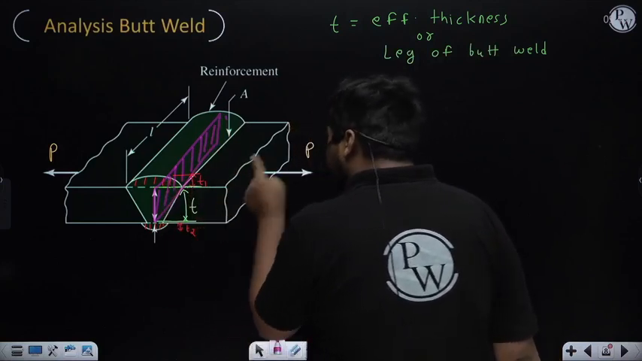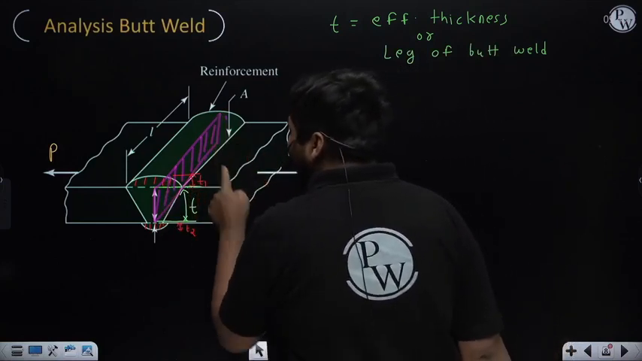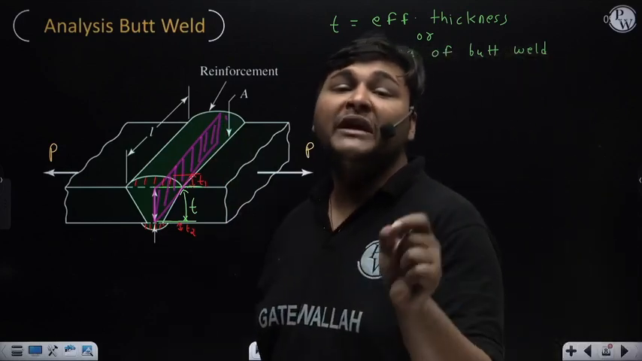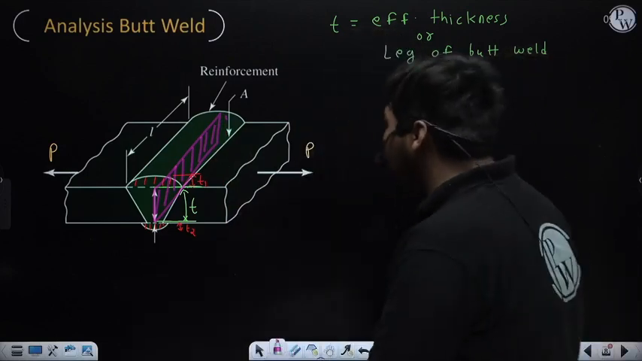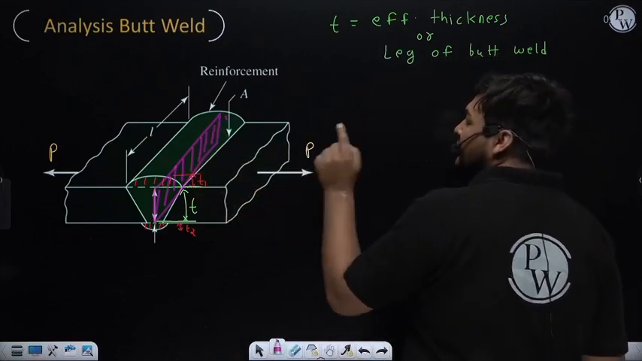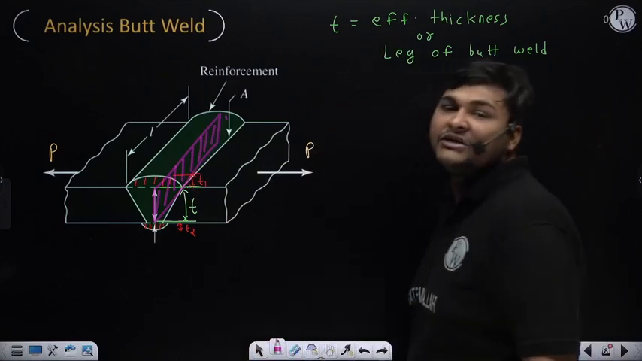Means can I say due to this force P, normal stress will be induced in this plane, and that normal stress will also be tensile in nature. Why? Because this force P is perpendicular to this plane in the outward direction. Means due to this force P, tensile stress will be induced in this plane.